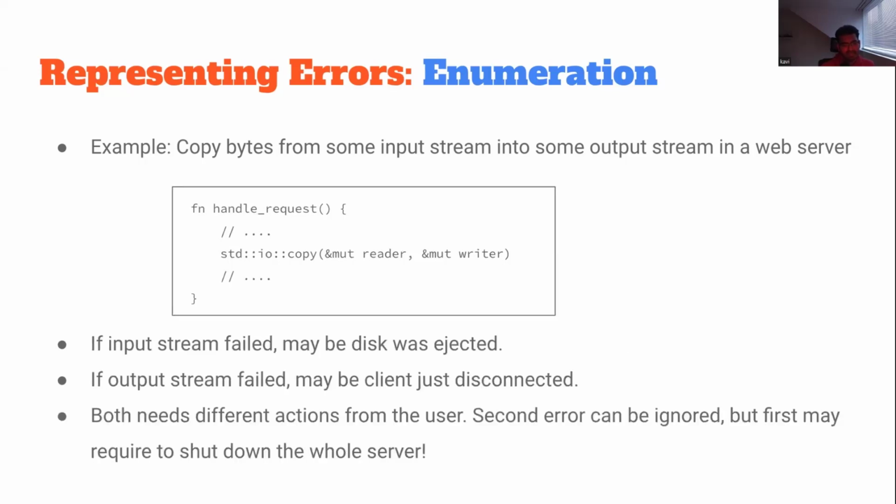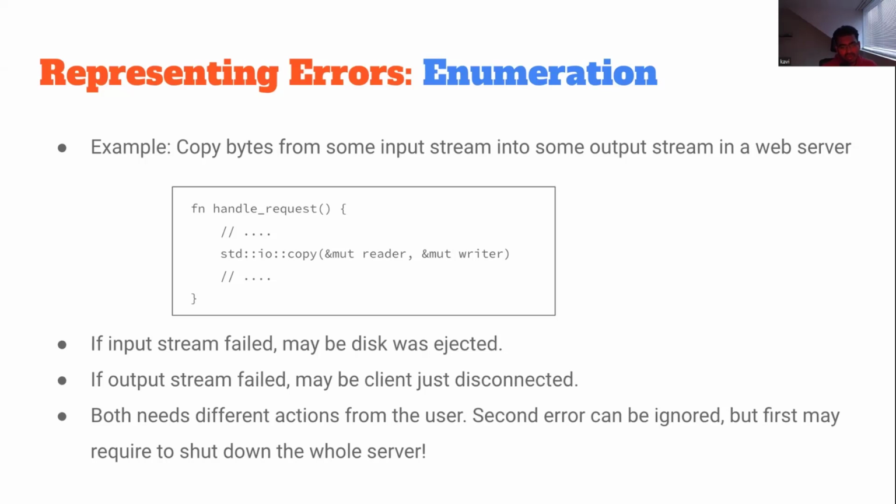Because input stream can fail for multiple reasons, right? One could be the server or the machine where this code is running. Maybe there is a disk failure or the disk is ejected, for example. So that's the reason the input stream can be failing. And the output stream, which is usually some kind of network connection you're writing to in order to respond to the user, the client would have just disconnected, right?